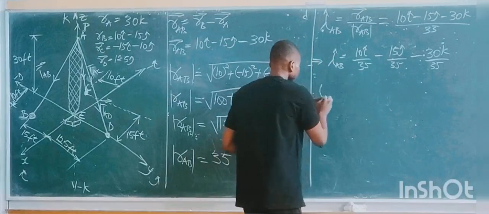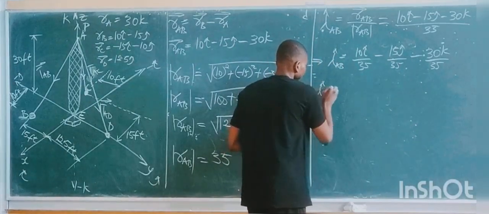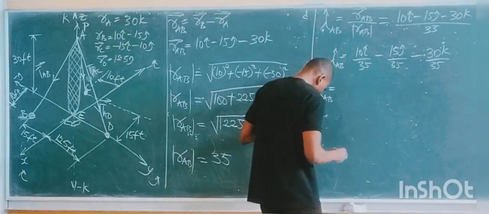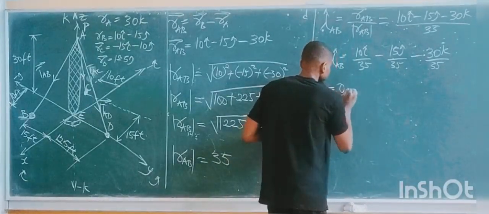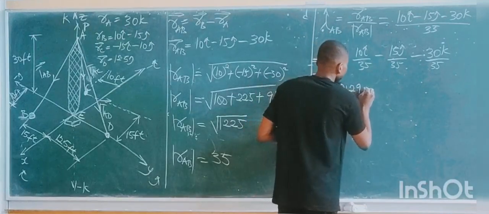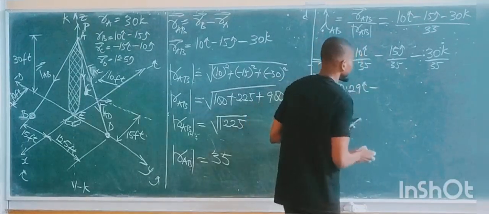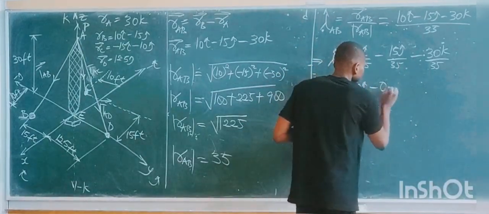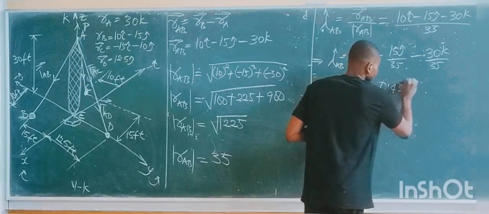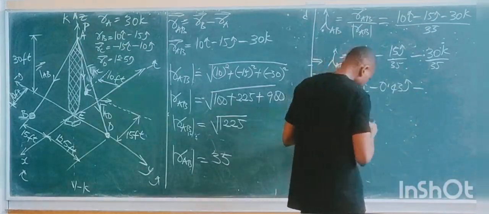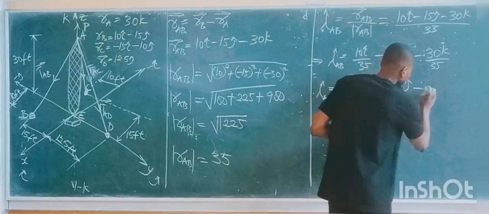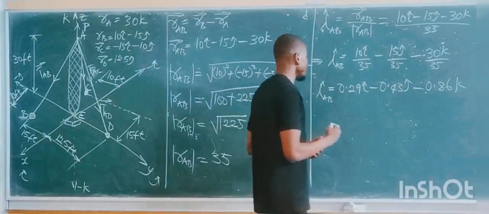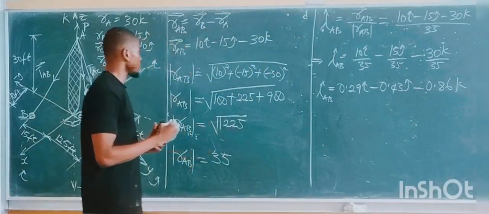Therefore, the unit vector in cable AB is now equal to, so 10 divided by 35 gives us 0.29I, minus 15 divided by 35 gives us 0.43J, minus 30 divided by 35, 0.86K. Okay, so this becomes the unit vector in that cable.